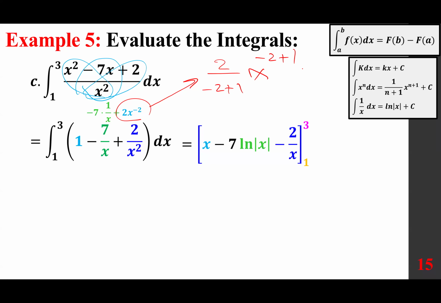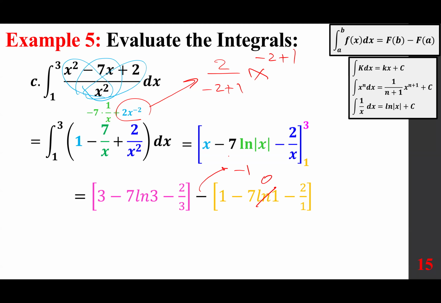We're going to evaluate it from the lower limit 1 to upper limit 3. And so let's plug in. 3 minus 7 ln 3 minus 2/3, minus, 1 minus 7 ln 1 minus 2. Obviously, ln 1 is 0, so is minus 7 ln 1. So 1 minus 2 makes it negative 1. And this makes it positive 1. And we repeat the first brackets unchanged.